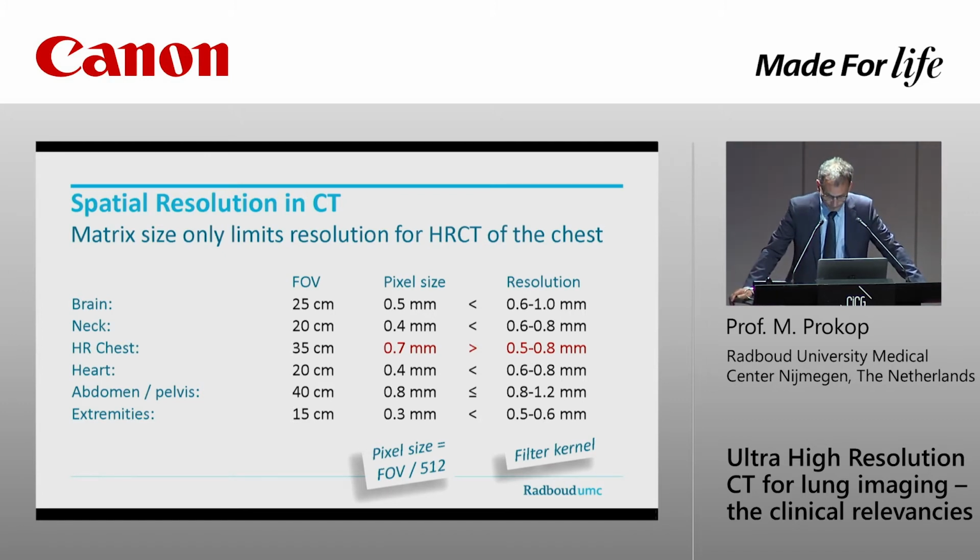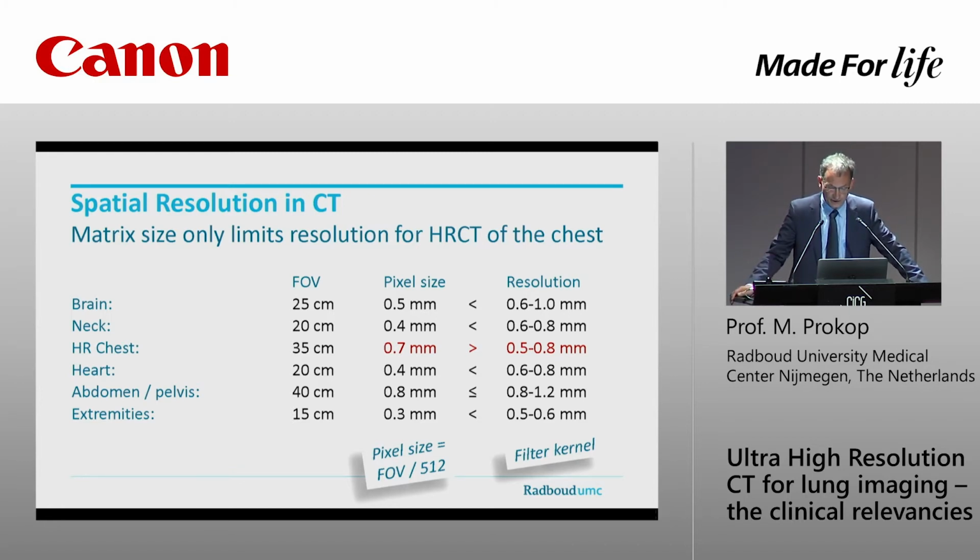Now what's interesting to see is that the resolution depends on the filter kernel, and you can see that the resolution depends on how you use it, for example, in the brain. If you use a sharper filter for CTA, you can go down to 0.6 millimeters, but our normal brain images have resolutions in the range of about 1 millimeter. The pixel size with a 25 centimeter field of view is 0.5 millimeters. So in other words, the pixel size is clearly smaller than the resolution.